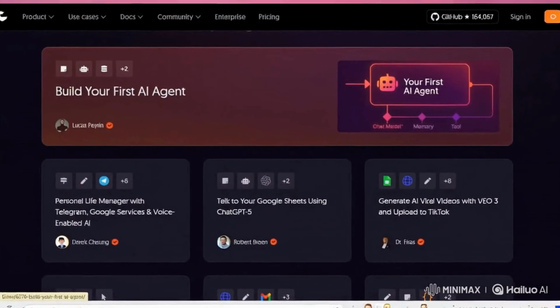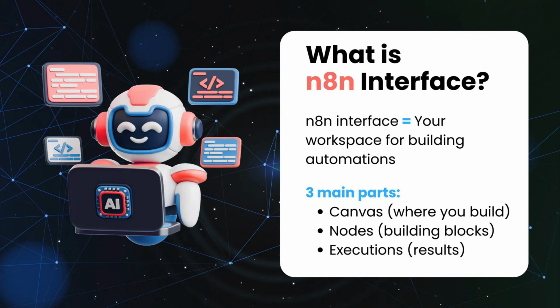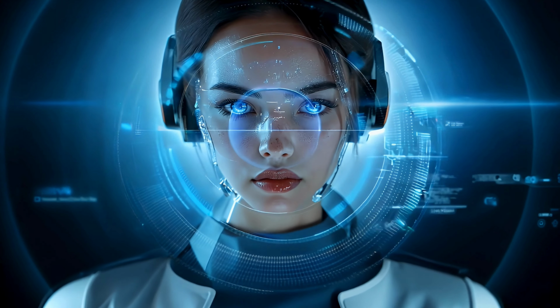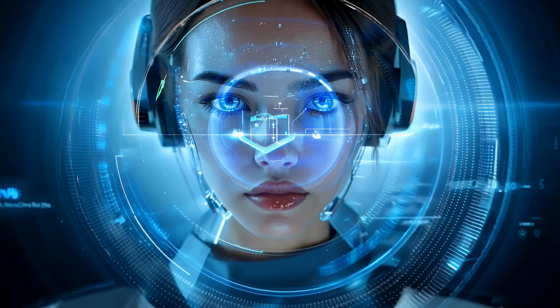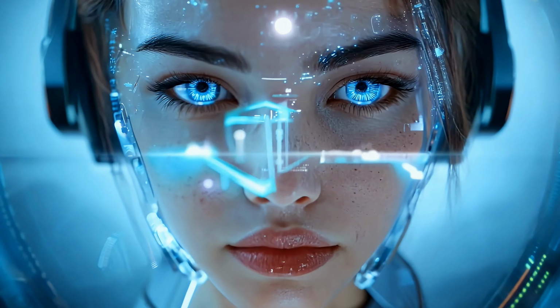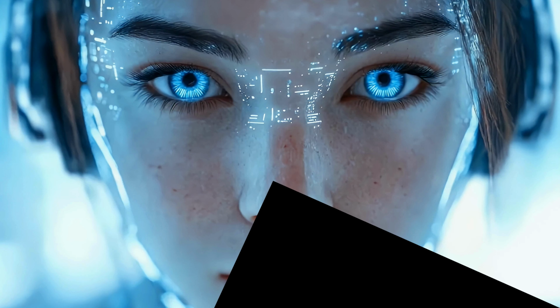Let's get started. So, what exactly is the n8n interface? Think of it as your automation workspace where everything happens. It's got three main parts you need to understand: the canvas, where you actually build your workflows; nodes, which are your building blocks; and executions, where you see your results. Once you get these three, you are good to go. Let me show you what I mean.